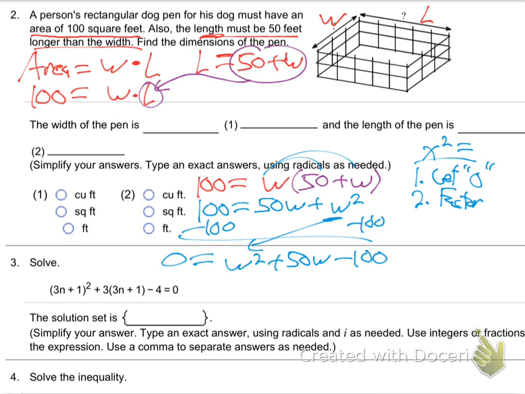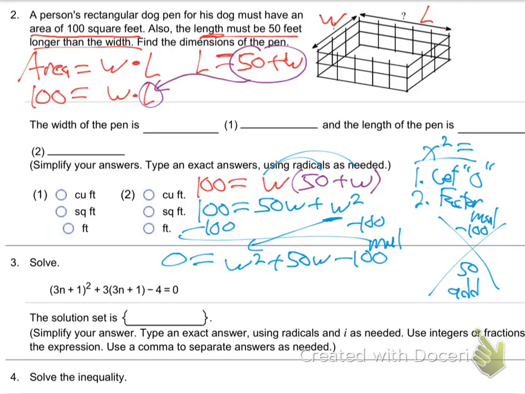How do we factor that now? Well, let's do the diamond. What multiplies to be minus 100 and adds to be 50? What times what is 100? 10 times 10? That's not going to make 50 though. 5 times 20. 4 times 25. Okay, nothing works. It's not going to factor. So what do you do if it doesn't factor?